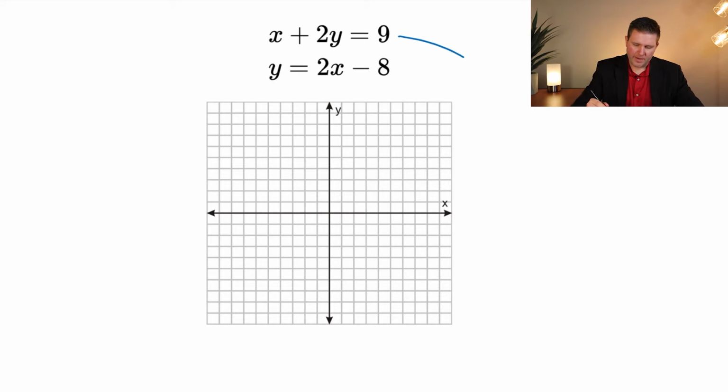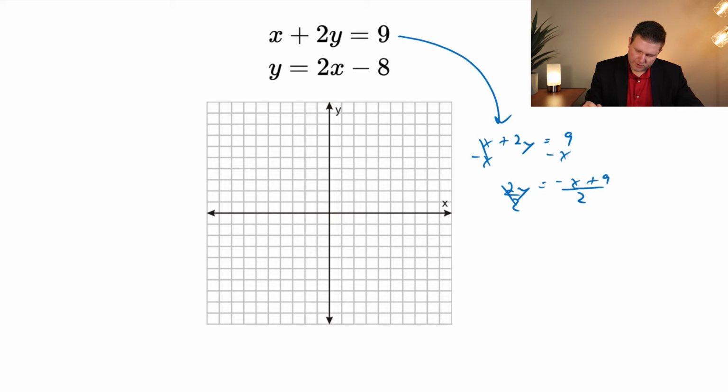So I'm guessing most of you are going to end up converting over to slope-intercept form. It just tends to be a comfort point to most people. So I'm just going to go ahead and do that. Subtract the x over, and then we have negative x plus 9. Divide both sides by 2. Make sure you hit both of these guys. So negative 1/2 x plus 9 over 2. That 9 over 2 is 4.5.